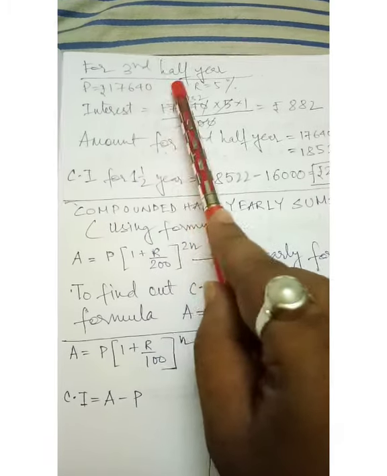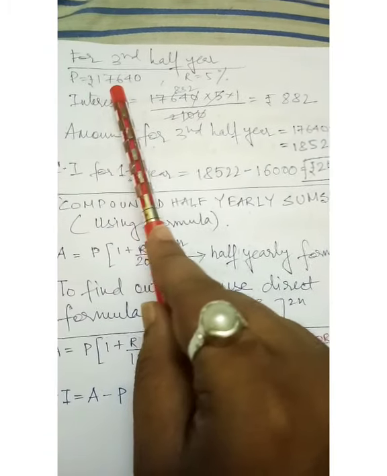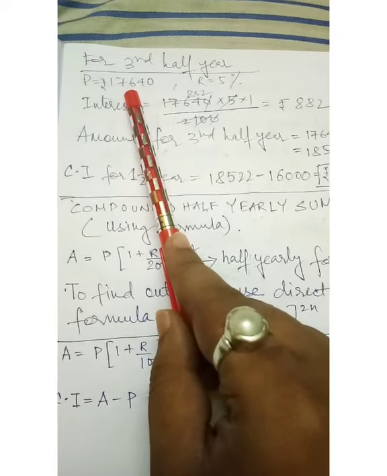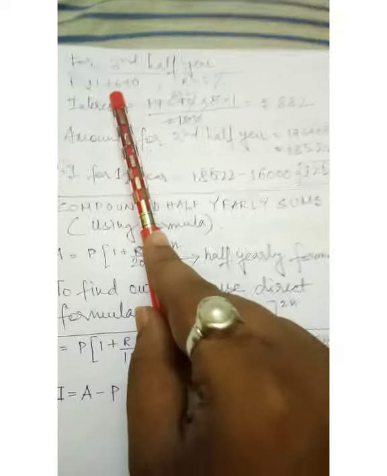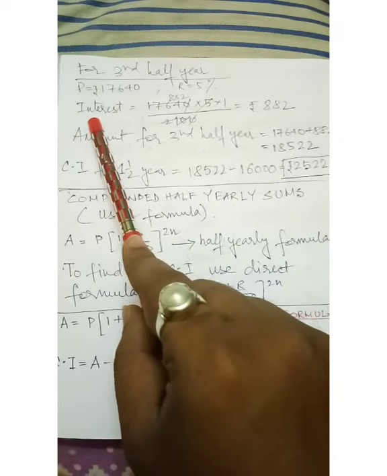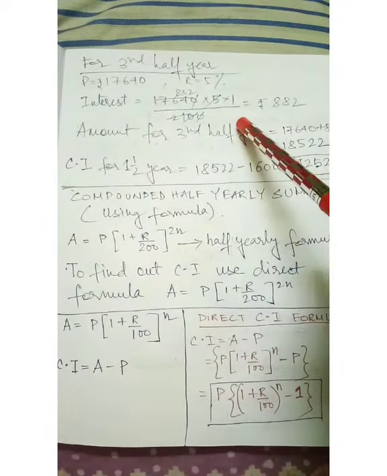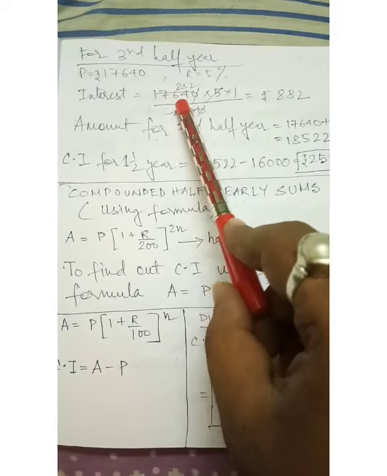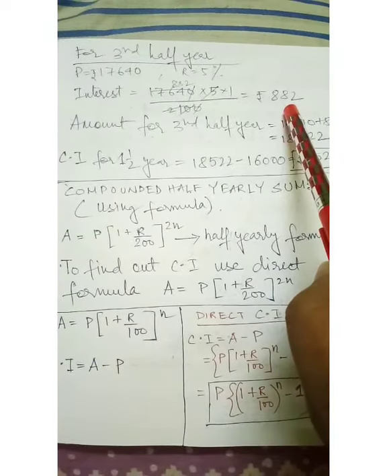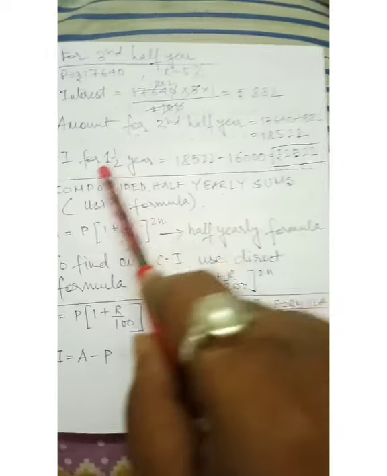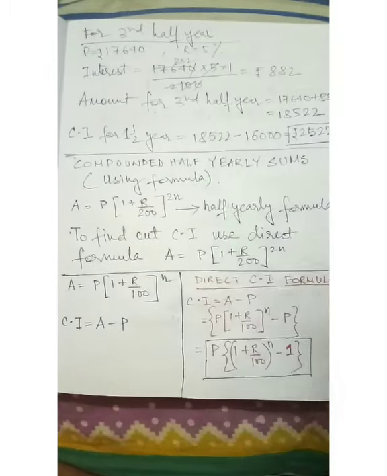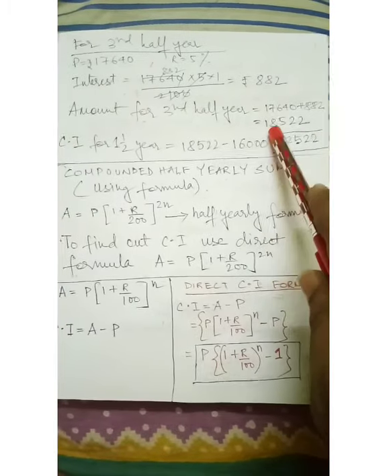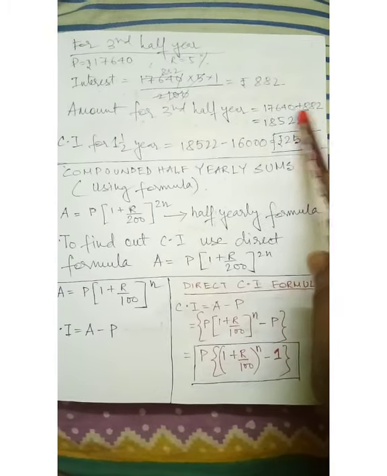For the third half year, the principal will be the last year's amount for the current year. Here, interest is P into R into T by 100, the same formula. After cutting down, what you have got is 882. Now from here, the amount for the third half year is principal plus interest. Principal is what?